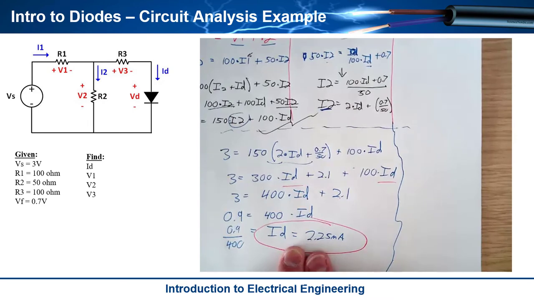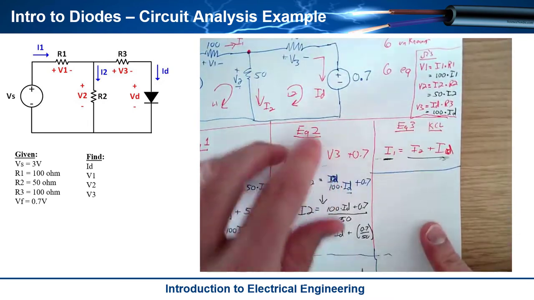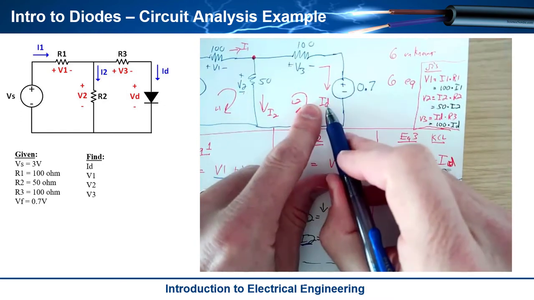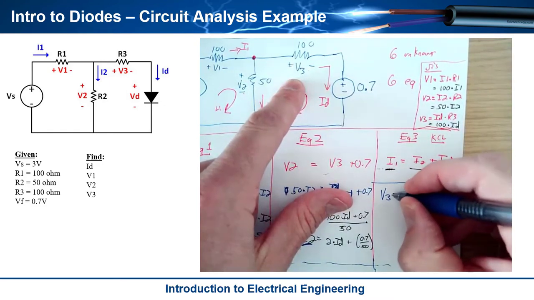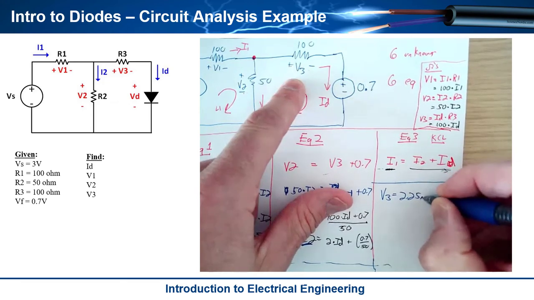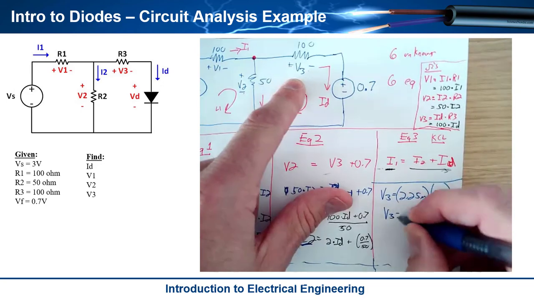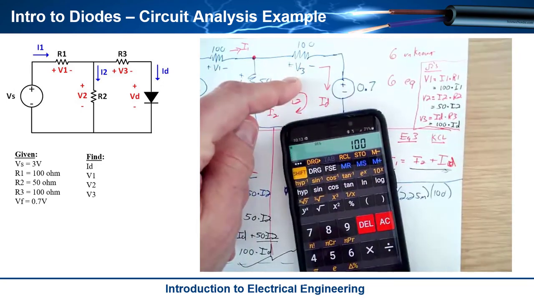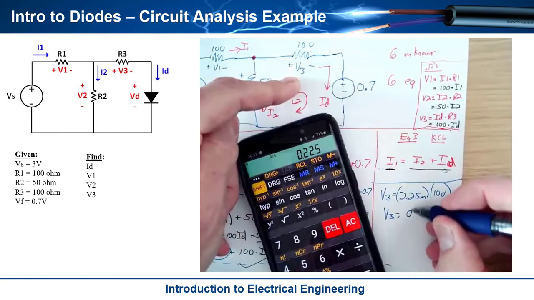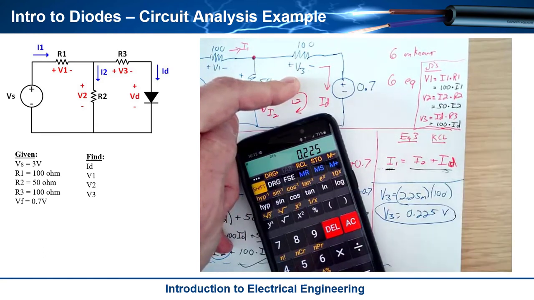So I know that ID is 2.25 milliamps, okay? I'm gonna come back up here, and I'm gonna do a little scratch paper here. If ID is 2.25 milliamps and it goes through V3, I know that V3 is equal to 2.25 milliamps multiplied by 100. And I can immediately calculate V3. So I just take that and go times 100. Boom, I got myself 0.225 volts.